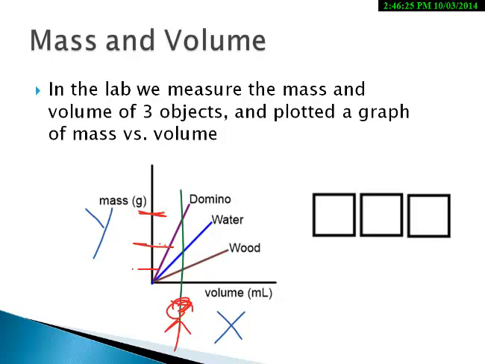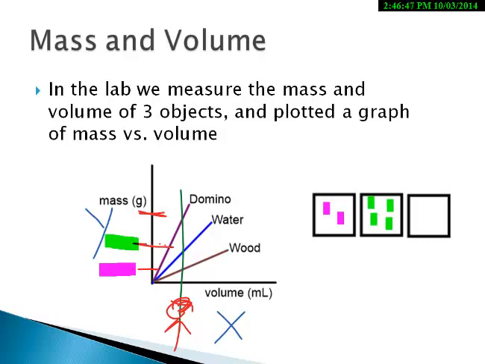So let's say we're looking at wood. Wood would have a small amount of particles because wood has a small mass. So if we put wood, maybe we put 2 particles in the wood box. And if we look at water, water is going to have more particles because water has a greater mass. So we would have more particles in the water box.